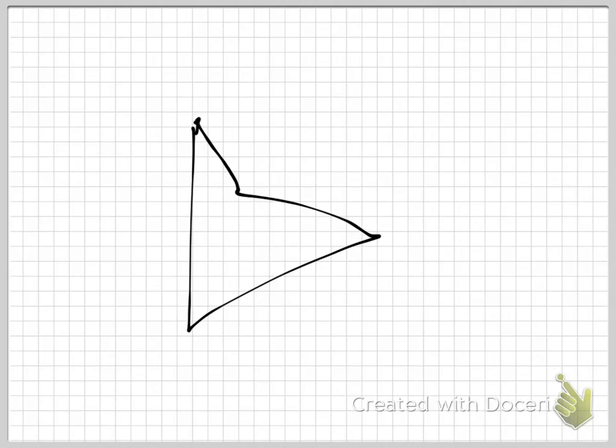Make sense? Sometimes they'll say, all quadrilaterals are parallelograms. True or false? Can you draw me a quadrilateral that's not a parallelogram? What about this? Is that a quadrilateral? How many sides does it have? 4. Quadrilateral. Is that a parallelogram? No. Okay, so when I say all quadrilaterals are parallelograms, that's false.